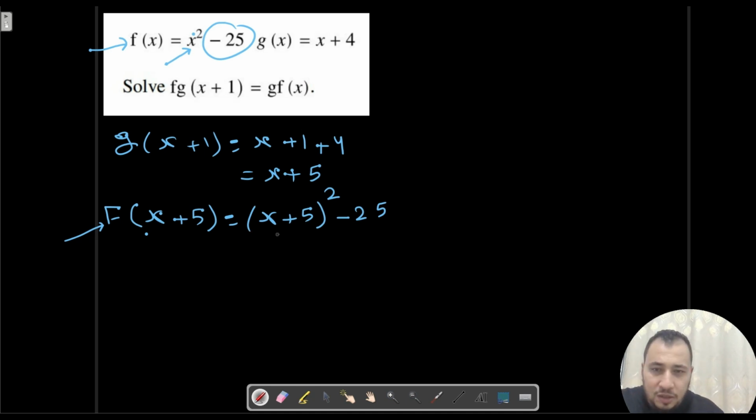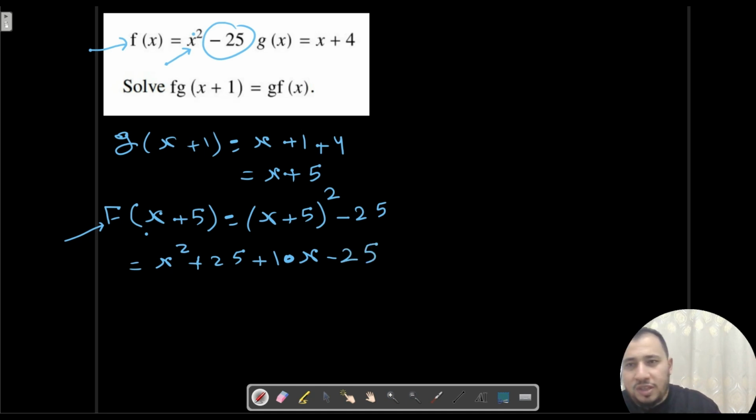Let's expand it. So when you expand this, it will be first squared, which means x squared, second squared, 25, first multiply second multiply 2, which is plus 10x, minus 25 as it is. If you notice here, positive 25 and negative 25 will be cancelled. So right now we will have x squared plus 10x. This is the left hand side over here.